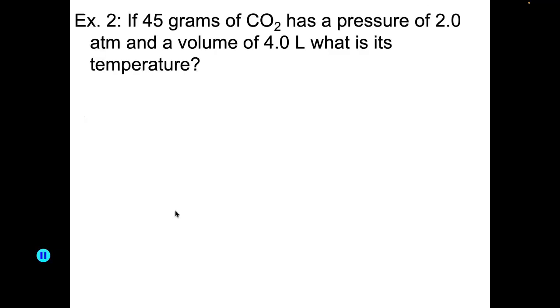Okay, here's example 2. I'll read it, and then if you want, you can pause the video, go through the problem, and try it on your own, and then check your answer. So if 45 grams of carbon dioxide has a pressure of 2 atmospheres and a volume of 4 liters, what is its temperature? Okay, go ahead and pause the video.